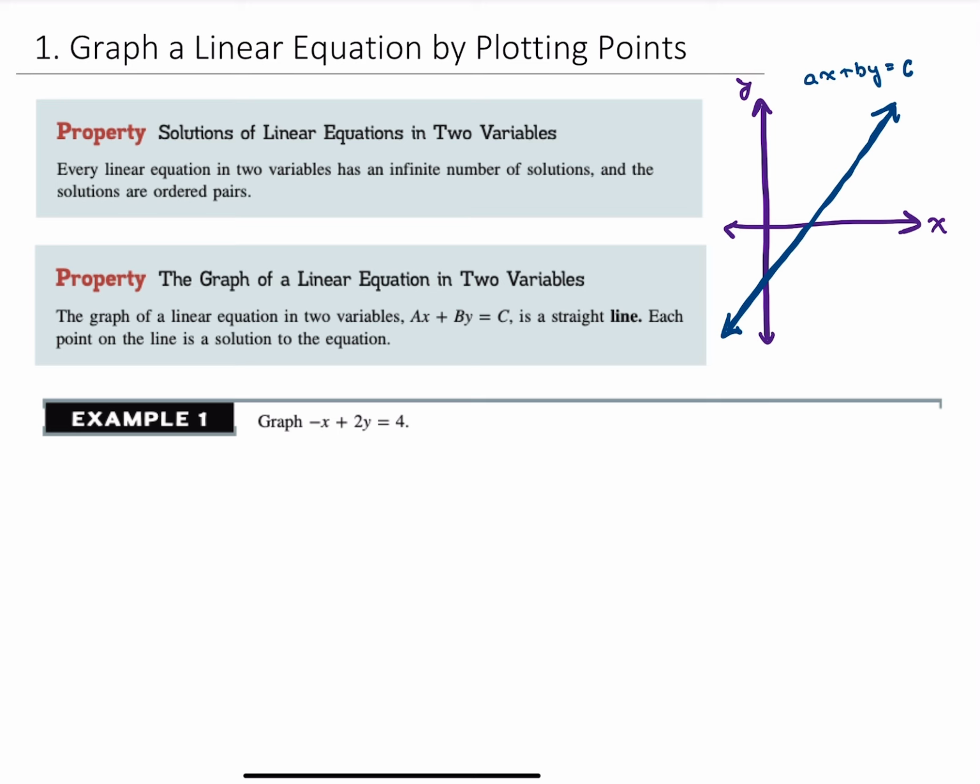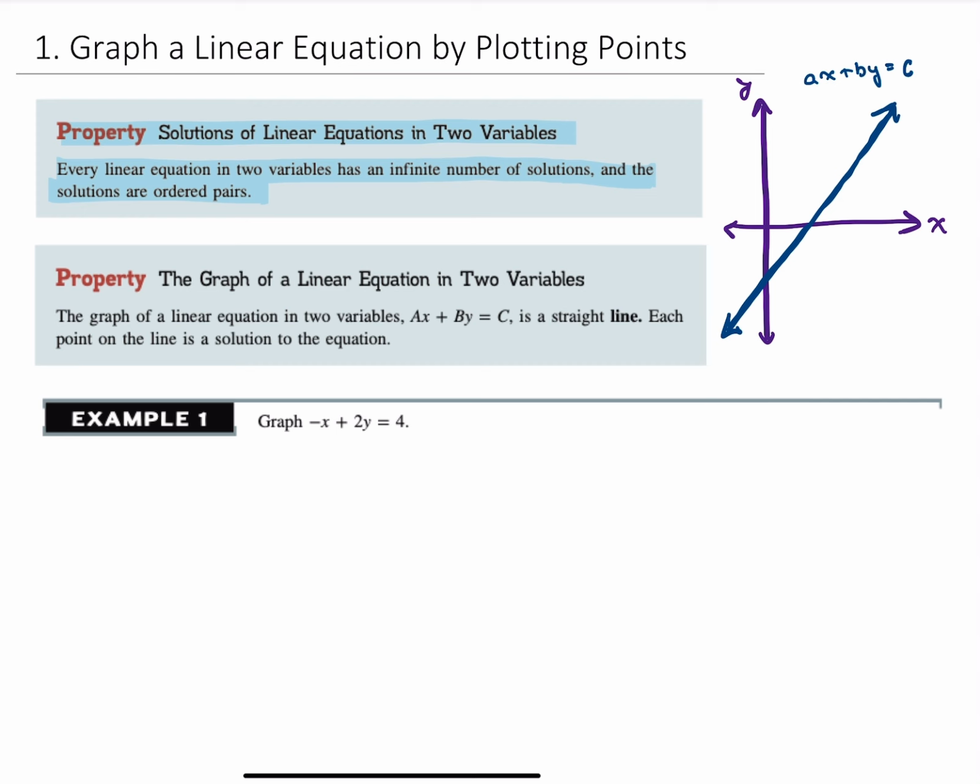And I mentioned last time that every point on this line, if we were to locate a single point on this line, represents a solution to the equation, some x value and some y value that makes it true. And there's an infinite number of points on this line. It goes on forever in both directions. So that implies that there's an infinite number of solutions for a given linear equation in two variables. So that's what this first property is saying. Every linear equation in two variables has an infinite number of solutions, and the solutions are ordered pairs, meaning we can represent them as points.